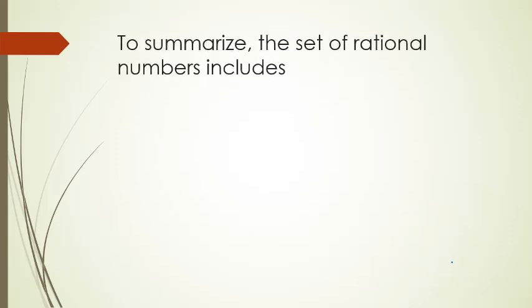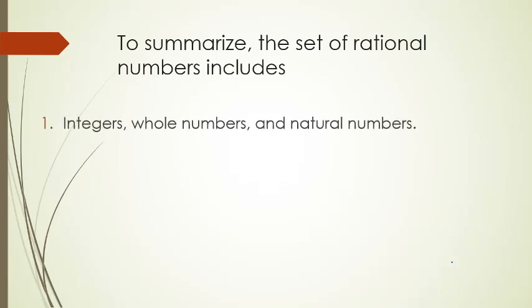To summarize, the set of rational numbers includes integers, whole numbers, and natural numbers. An integer is a rational number, a whole number is a rational number, and a natural number is a rational number. Remember that, guys. This is what it means. That means 1 is a rational number, 0 is a rational number, 10 is a rational number, -5 is a rational number, -6 is a rational number, and -100 is a rational number.